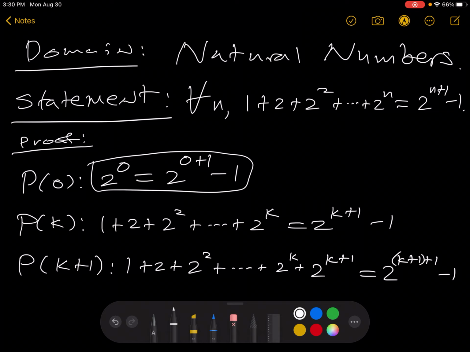Often the base case is what we call trivial, or it's really simple. Okay, so let me prove that. Starting with the left-hand side, 2 to the 0 equals 1, which equals 2 minus 1, which is equal to 2 to the 0 plus 1 minus 1. Okay, that's the base case.